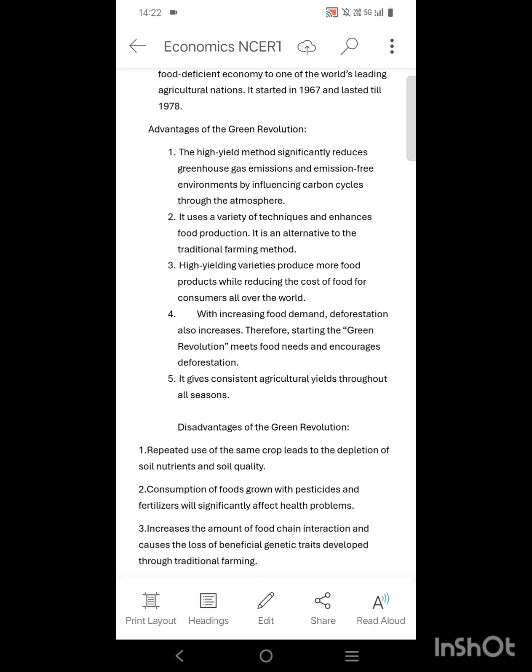So, the high yield method significantly reduces greenhouse gas emissions, and emission free environments are influenced by the carbon cycles through the atmosphere. So, during the green revolution, there is no source of pollution. Pollution has decreased in such a way that the whole country is now emission free. It uses a variety of techniques and enhances food production. It is an alternative to the traditional farming method also. So it is giving higher production to the whole country, so that the population is not hungry.